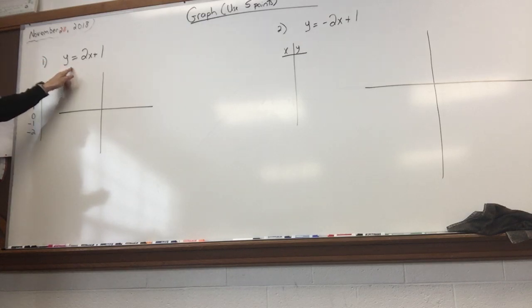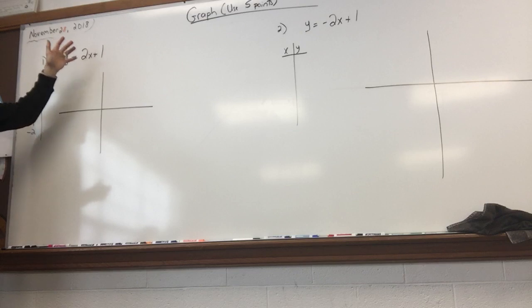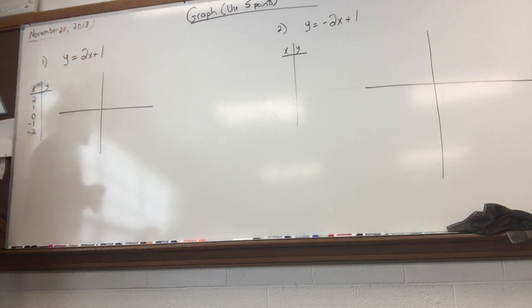How do I know they're linear equations? Well, there's the equal sign. It's linear because my x isn't squared, cubed, anything like that. It's just got an exponent of 1. So it's going to be a linear equation, which means it's a straight line.